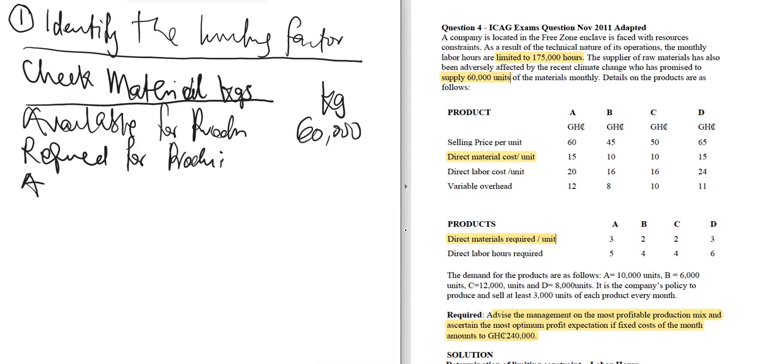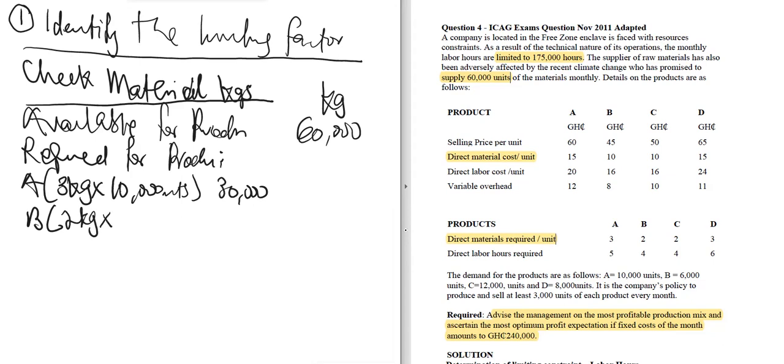So for product A, we actually need 3 kg, but how many units are we producing? The question tells us that for A, we are producing 10,000 units. So that means you actually require 30,000 kgs. When we get to product B, we need 2 kgs, but we are producing 6,000 units. That means we need 12,000 kgs to produce.